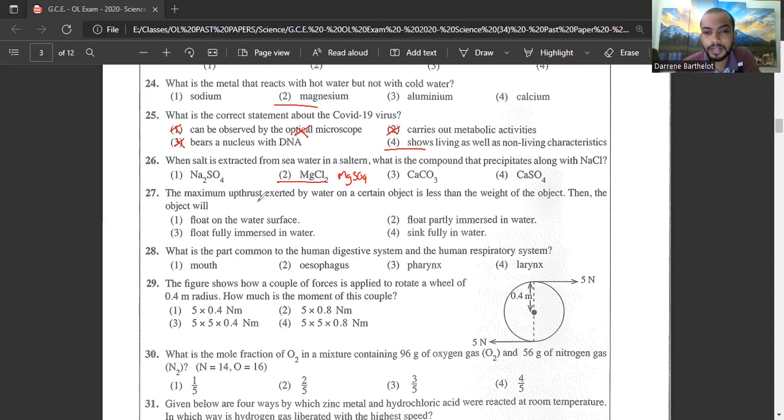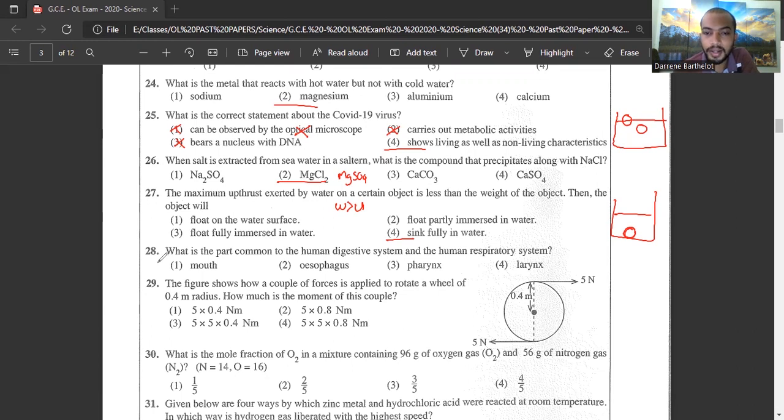27. The maximum upthrust exerted by water on a certain object is less than the weight of the object. Then the object will... So here, weight is greater than the upthrust. Then if the weight is much higher, the object will sink fully until it touches the bottom of the container. So the answer should be number 4. If the upthrust and weight are equal, those objects will be floating, either partially or completely, in water or any other liquid.